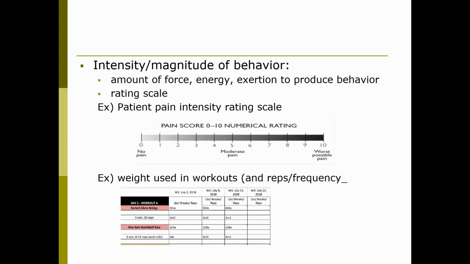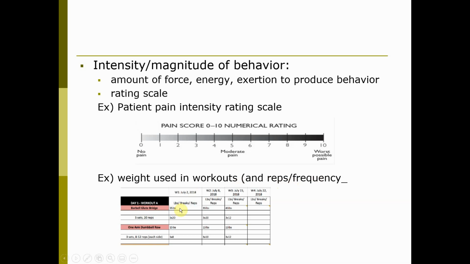Another way to look at intensity or magnitude of behavior is to look at the weight used in a workout. And this is done in conjunction with reps or frequency. So if an individual is engaged in a behavior modification program to increase the intensity of workouts, they might be increasing how many times they engage in a specific set of responses, but they might also want to increase the weights. So here is an example.